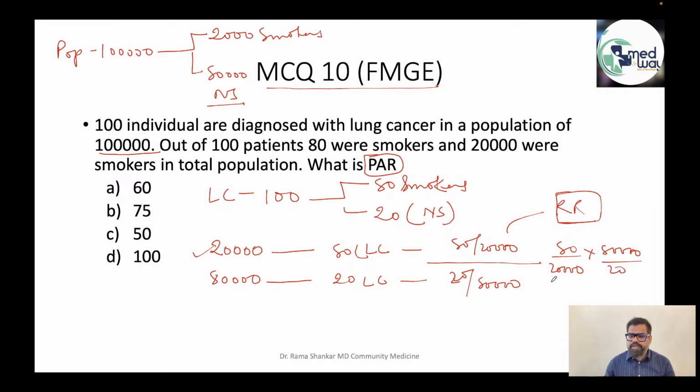By 20, so this is 4, this is 4. So it is 16. So my relative risk here, let me write here, is 16:1. Means 16 by 1. 16 times more probability of developing lung cancer in those who are smoking. But the question is not asking us to calculate relative risk.